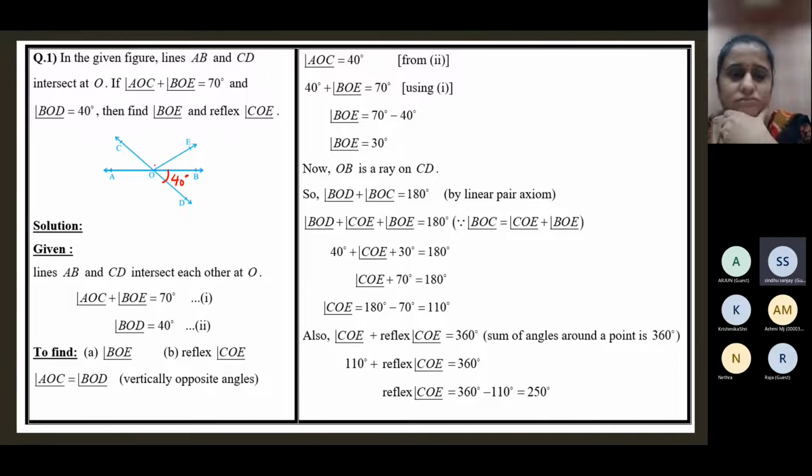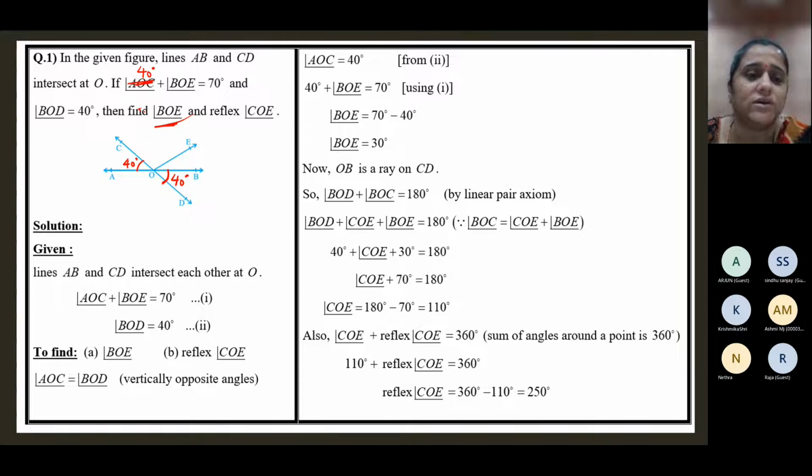AOC is equal to BOD because vertically opposite angles. So this is 40, so this is also 40. So this AOC is 40 degrees. AOC plus BOE is equal to 70 degrees, and AOC is equal to 40 degrees. So 40 degrees plus BOE is equal to 70 degrees. BOE is equal to 70 minus 40, which is 30 degrees, ma'am. Okay. So you found BOE.